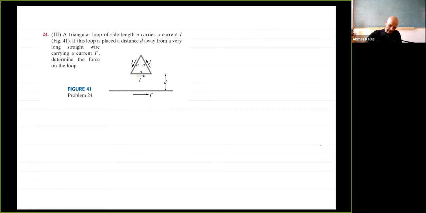So maybe I can start with what B was for a straight wire. It was simple. B for a straight wire was equal to, exactly like what we talked about, mu0 over 2 pi, the current, which is I prime in this case, divided by the distance R. So I think there will be forces in different segments, right? There will be force in this segment, and force on that segment, and force on that segment. And let's call this segment F1 because it's easy to calculate.